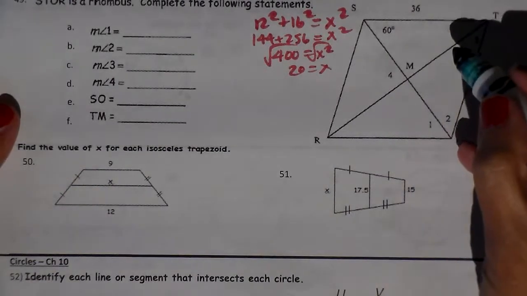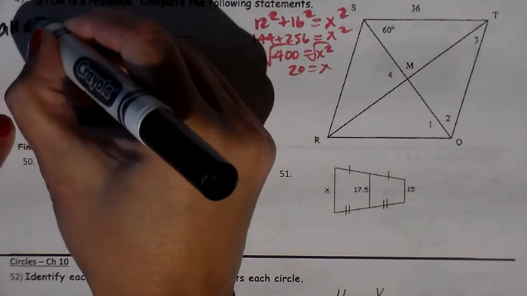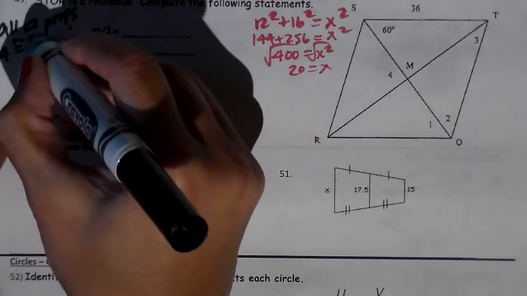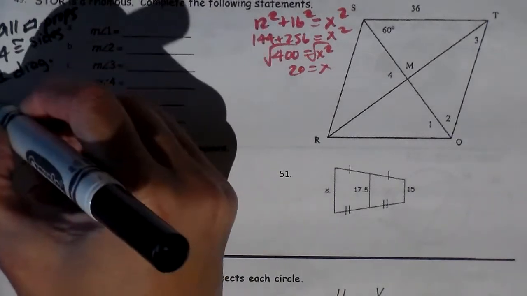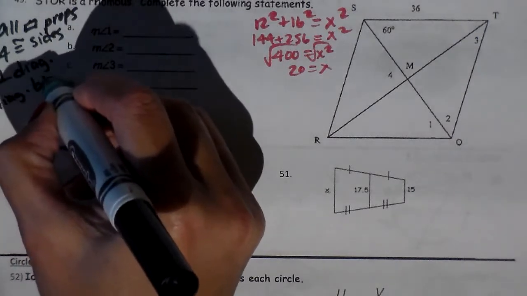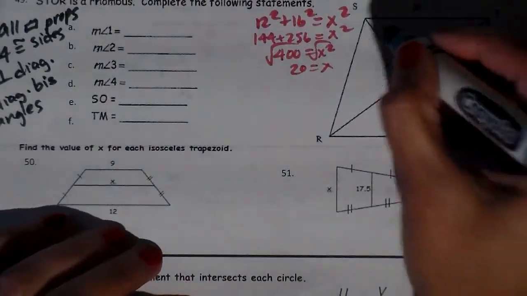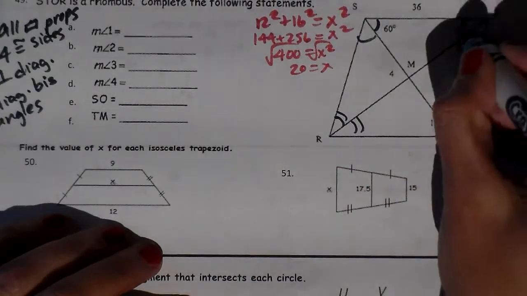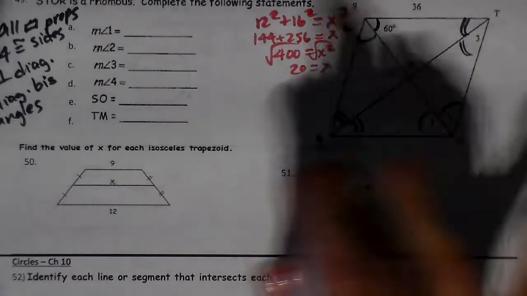Okay, for the rhombus, remember the rhombus has all parallelogram properties. And it has 4 congruent sides, perpendicular diagonals, and the diagonals bisect the angles. So if you look at the picture here, this and this will always be the same. This and this will always be the same. This and this will always be the same because the diagonals cut the angles in half, and because it's a rhombus, all 4 sides are the same.